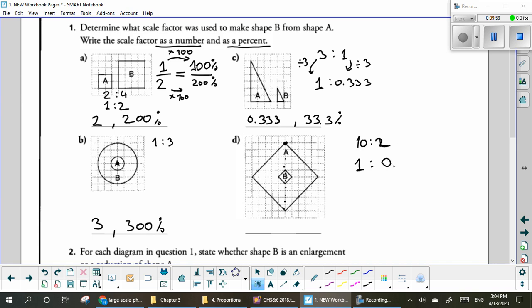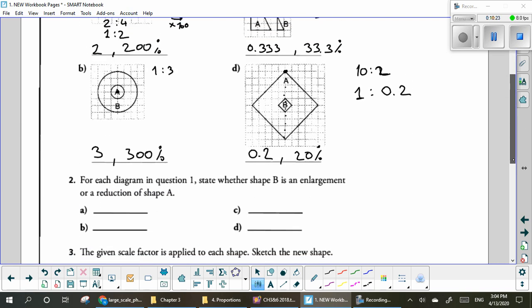Which means it's going to be 0.2. So a scale factor of 0.2 and 20%. You might have noticed that I just multiplied this by 100 to get the percentage. So in this one, part D, the second shape is 20% of the original.